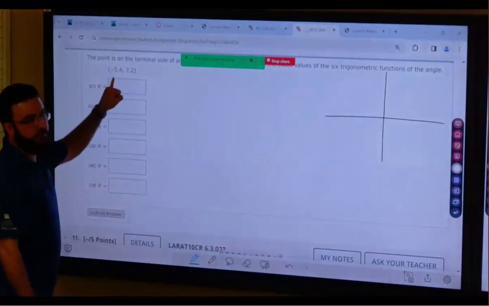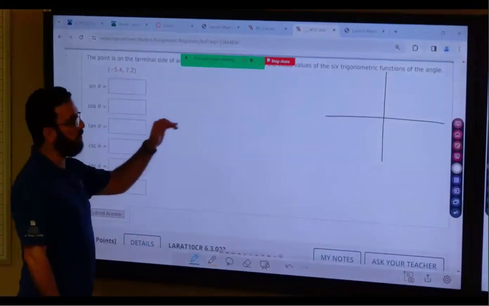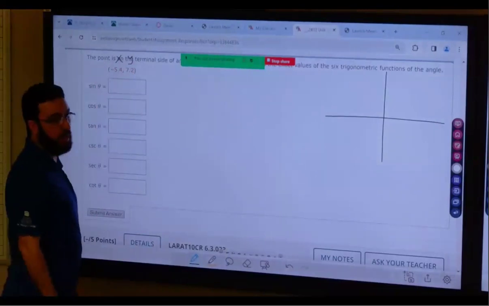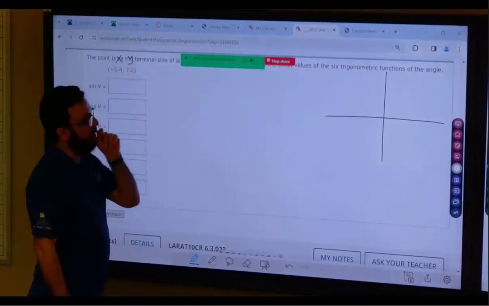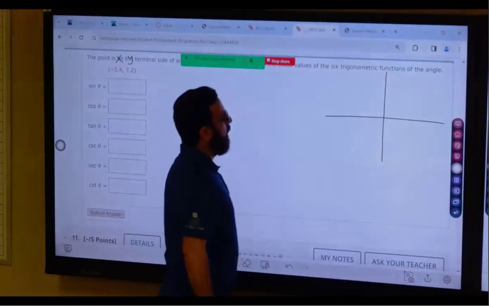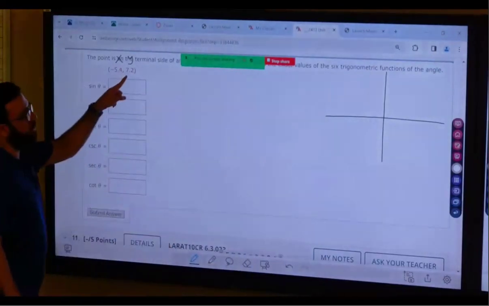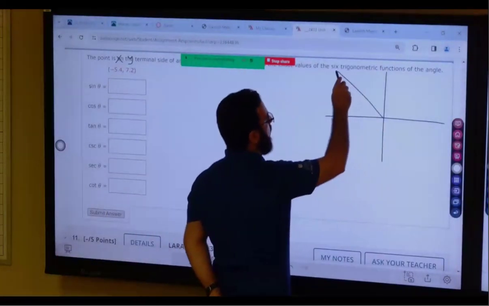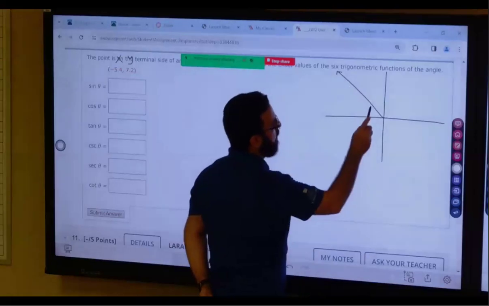And it's negative 5, 4. So which side is the x and which is the y? Because this is a point. So here's the x side. And 7.2 is going to be what? Up. That means it's going to be here. And here's the angle.